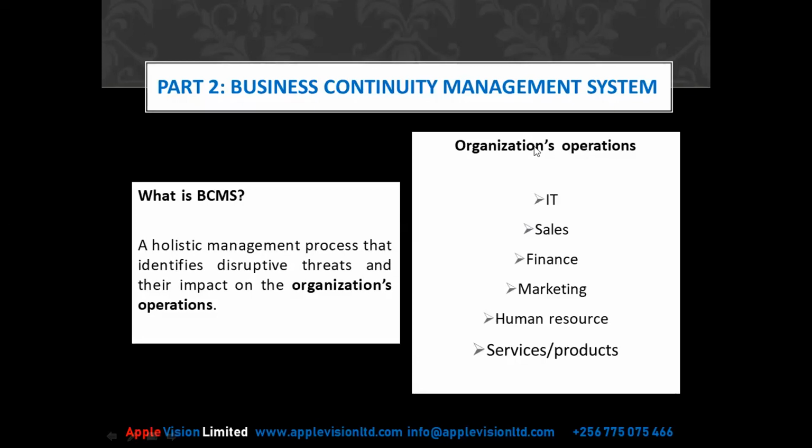And on this other slide, you see organizations' operations: IT, sales, finance, marketing, human resource, services, and products. This would be production. Any organization has at some point to have all parts of these operations. So these are the critical operations, which are not, of course, exhaustive. There are others, they are not limited to this. There are others that make part of an organization's operations. So a management system that integrates all these operations to ensure continuity is what we call business continuity management system.